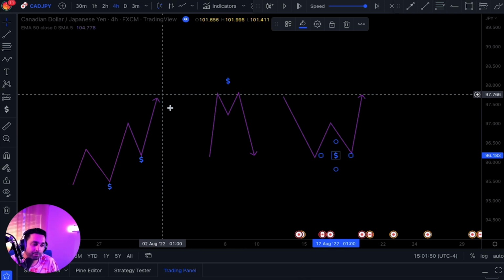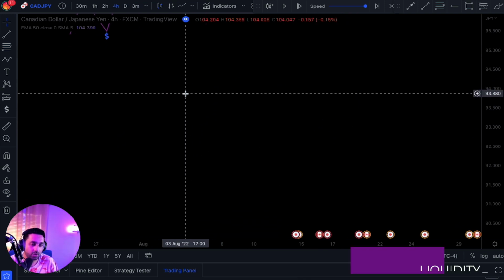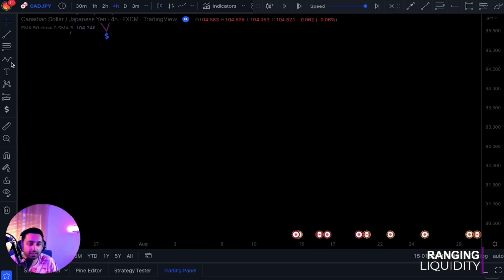The next example of liquidity that we can look at is ranging liquidity. This is typically a market that you want to stay out of. I don't like trading this market at all. I'm not trading a market unless it's a clear trend on the 4-hour, and then we can do a supply and demand situation on lower time frames.